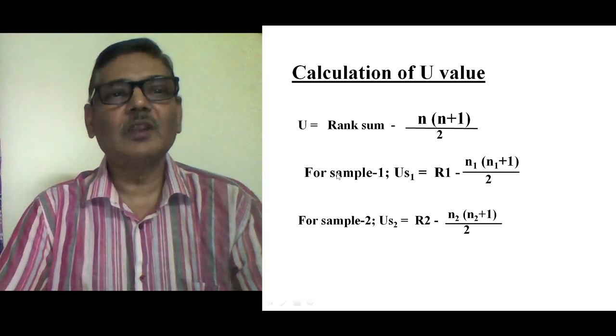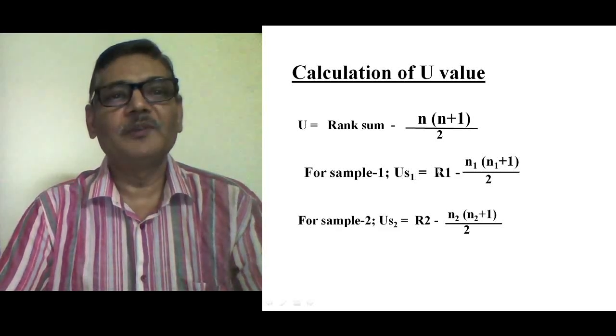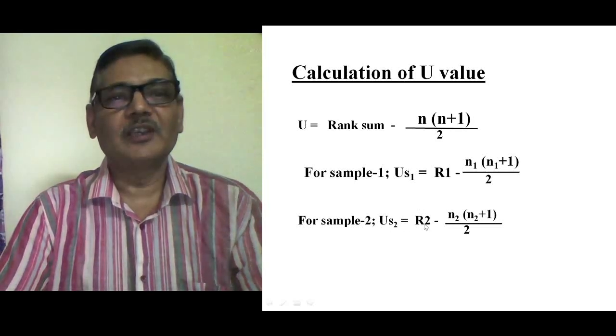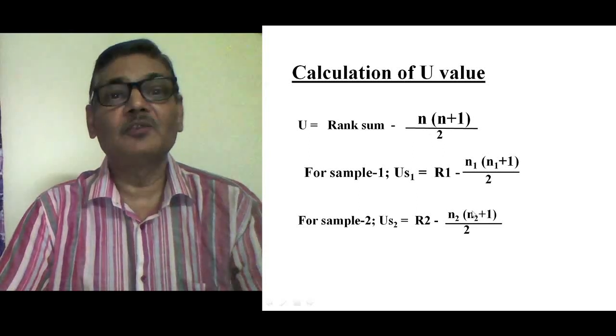So for getting the U statistic of sample 1, you will take the rank sum of sample 1 minus n1, that is the number of observations of sample 1, into n1 plus 1 by 2. And for the U statistic of sample 2, you will take the rank sum of sample 2 minus n2 into n2 plus 1 by 2, because this n1 and n2 may vary. The two samples, since they are independent, may have a different or the same number of observations.